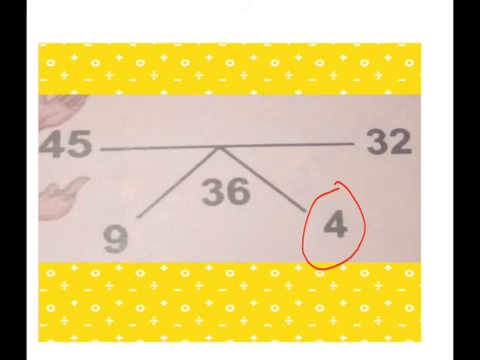Let's just recap. To get our 45, we simply added 36 and 9. To get our 32, we simply subtracted 4 from 36. To get our 36, we simply multiplied 9 and 4. And to get our 4, we simply did 36 divided by 9. And to get our 9, we simply did 36 divided by 4.